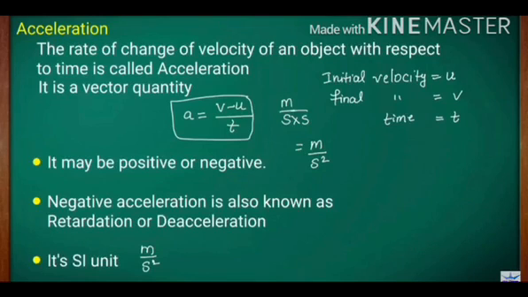Now acceleration. The rate of change of velocity of an object with respect to time is called acceleration. It is a vector quantity. Initial velocity is u, final velocity is v, time is equal to t, and the formula for acceleration is a is equal to v minus u upon t, meaning the acceleration is equal to final velocity minus initial velocity upon t. It may be positive or negative. Negative acceleration is also known as retardation or deceleration. Its SI unit is meter per second square.